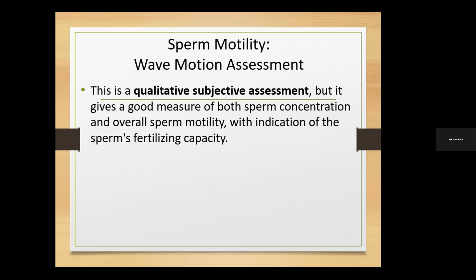So it is still qualitative, but it gives a good measure of both sperm concentration and overall sperm motility, with indication of sperm's fertilizing capacity. So if somebody, you just want to have a little idea, you do your wave motion test. Then I'm not even interested in the counter. I'm not interested in even the semen analysis. What I've seen is enough. If you just want to have a fair idea about what it's likely to do, that small test that you do within 1 minute will give you a fair idea, and then you move on.